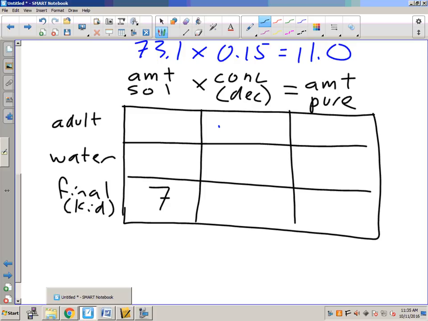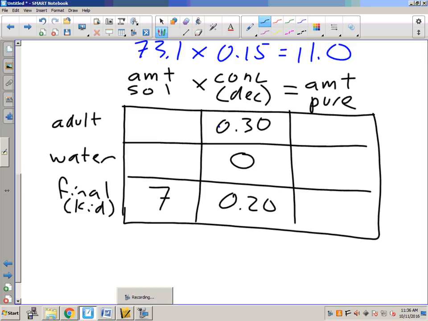All right, we also know some concentrations. Give those to me as decimals. For the adult, it was 0.3. And for water, what was the concentration of water again? For water, yeah, there's no glucose in the water. And then for the final product, we're going to have 20%, so that's 0.2. So 20% and 30%. And I think that's all the information we're going to get out of the problem, unless I'm mistaken. There is one more number that we could fill in this chart.